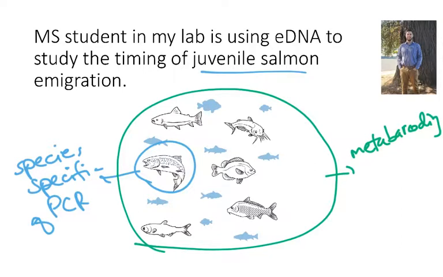So this illustrates the differences. In either case, the starting point is the same. You're taking a water sample that contains eDNA, but then depending on what your study question is, you're choosing which approach to take, whether you want to characterize all the species that are there, which would be metabarcoding, or whether you just want to focus on one particular target species like juvenile salmon, that would be your species-specific approach.